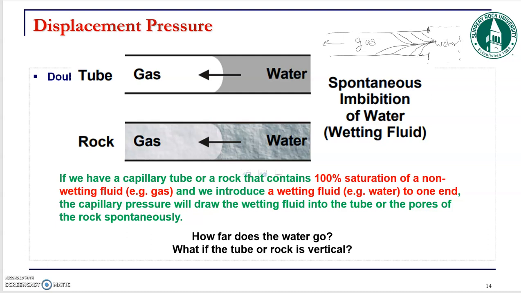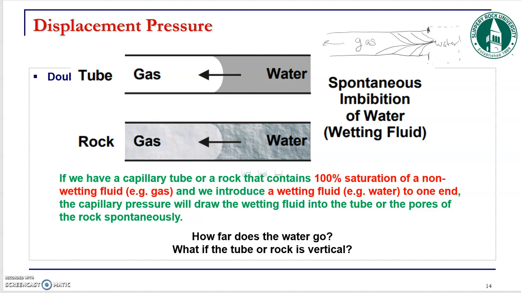Before continuing, I'm going to ask you these two questions. How far does the water go? If you have this horizontal pore and you introduce the water at one end, what happens? How much of the gas will be displaced? The answer is the water will displace all the gas until it has filled the pore, because there is nothing to resist the water for the water to stop, right?